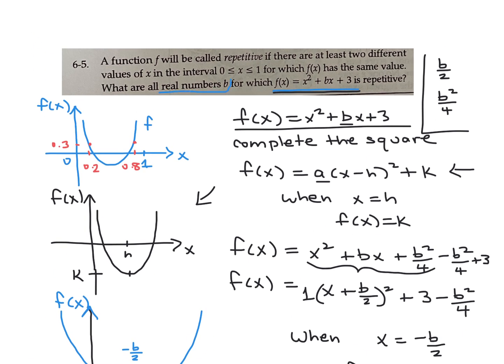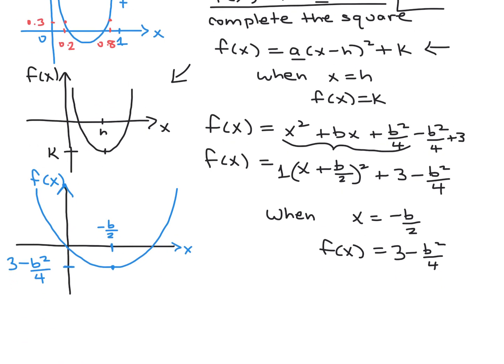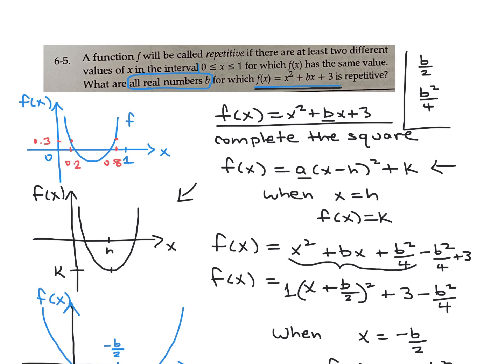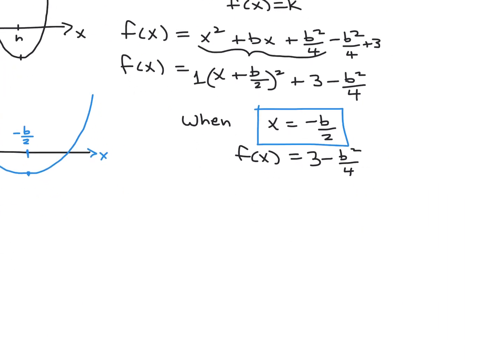Find all real numbers b. Okay, so what do we know here so far? We don't know much, do we? We have this piece. Okay, I got it. X is between 0 and 1, that's going to help us. So let me just put that here. X is between 0 and 1. Now these two things are going to allow me to figure out a range for b.